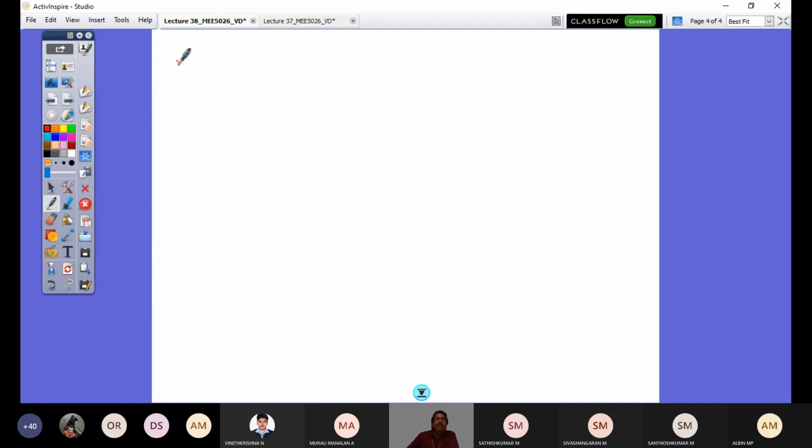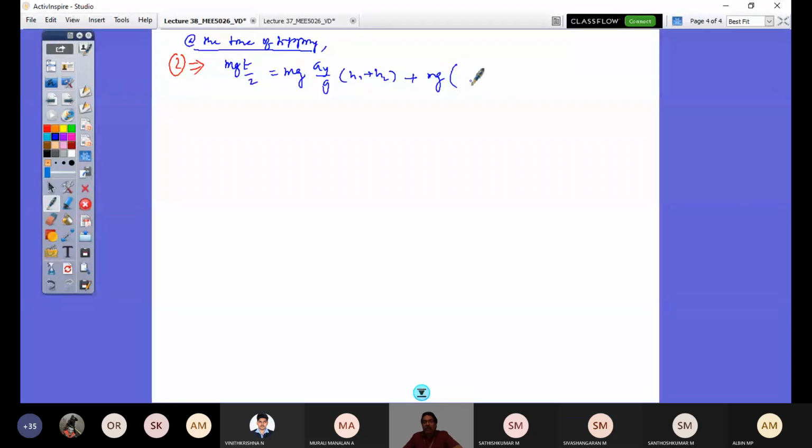So to consider the second term also, equation 2 would become: mg t by 2, at the time of tipping, is equal to mg ay by g into h1 plus h2, plus mg into h1 plus h2 into phi 1, sorry, h1 phi 1 plus h2 phi 2. So this is equation number 5 now.